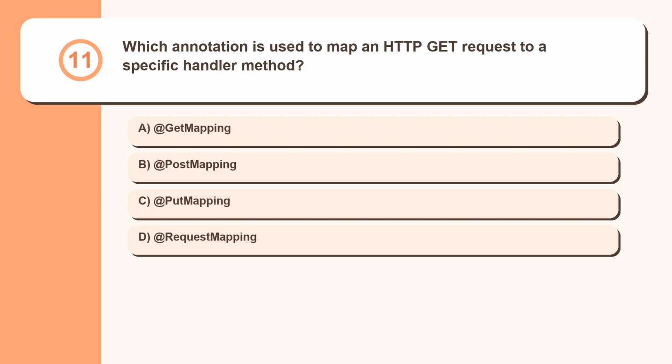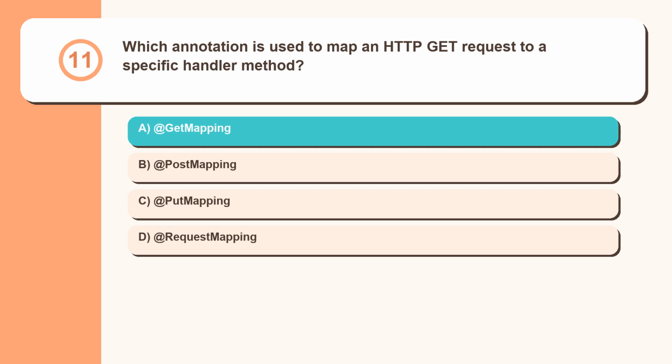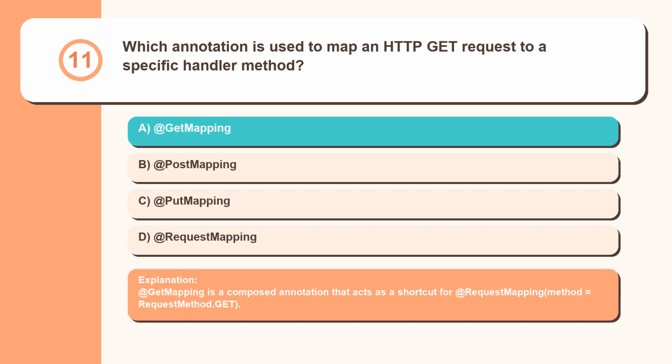Question 11. Which annotation is used to map an HTTP GET request to a specific handler method? @GetMapping, @PostMapping, @PutMapping, @RequestMapping. @GetMapping is a composed annotation that acts as a shortcut for @RequestMapping(method = RequestMethod.GET).